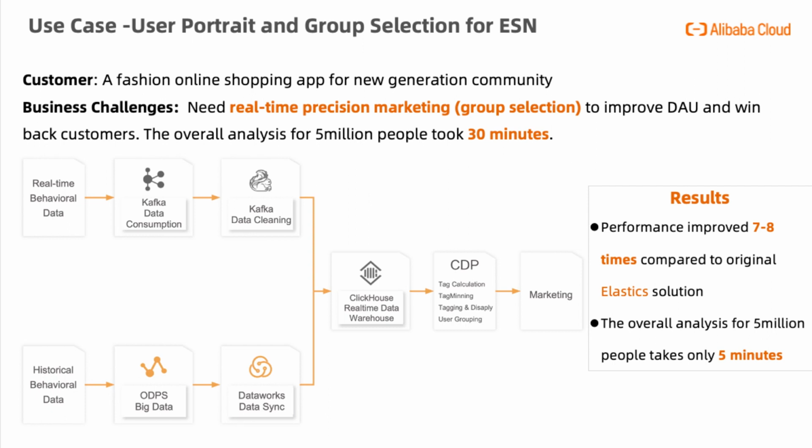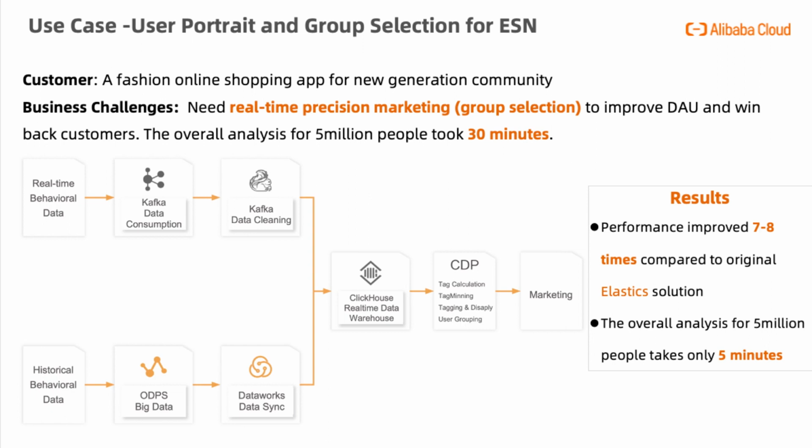A fashion online shopping app for a new generation community uses ApsaraDB for ClickHouse to deal with real-time precision marketing. For doing the user portrait and precision marketing, our customer needs to analyze historical data and cleanse real-time user behavior data as well. There are two data pipelines to process data and integrate in ClickHouse. The real-time behavior data goes through the Kafka data consumption and cleaning paths. The historical data is processed in MaxCompute and synced to ClickHouse via DataWorks.